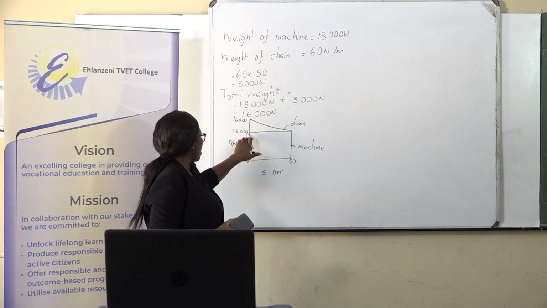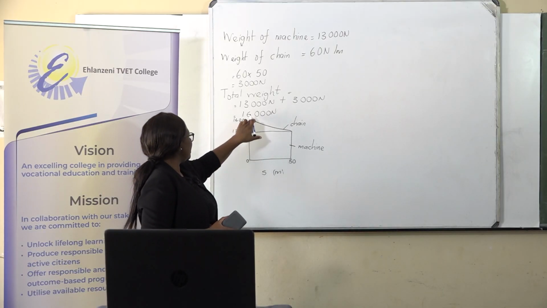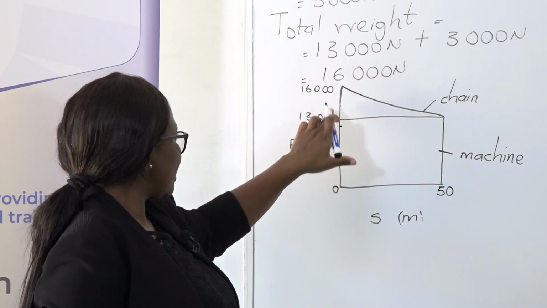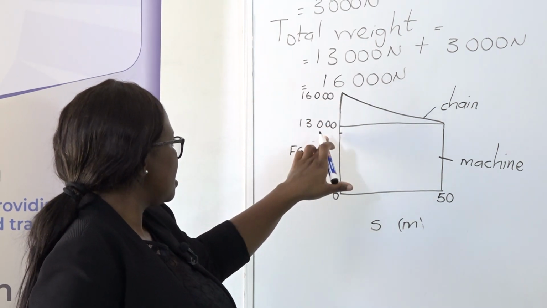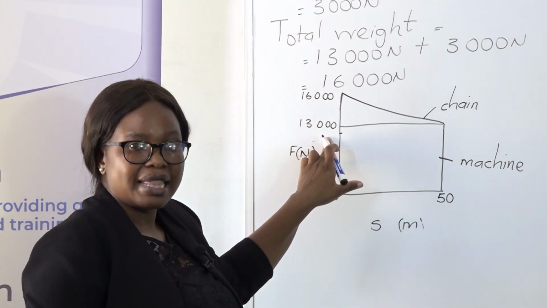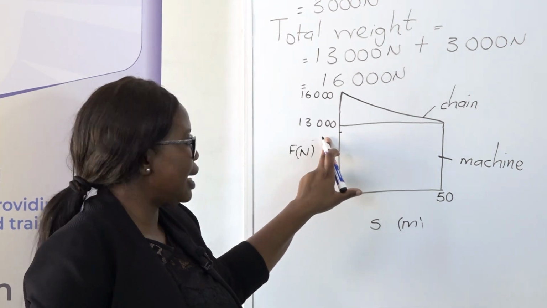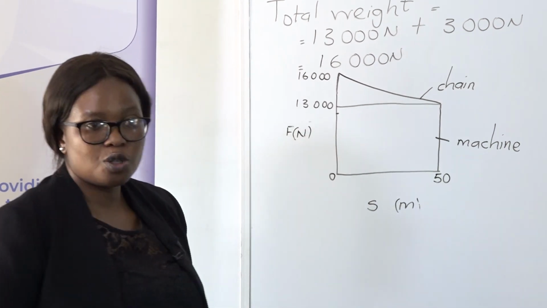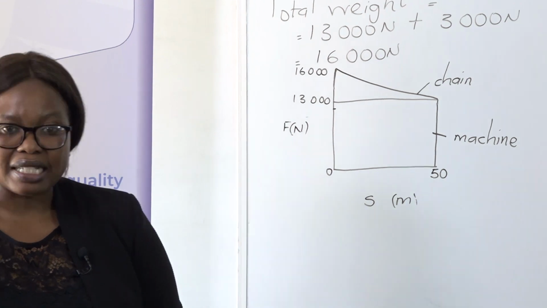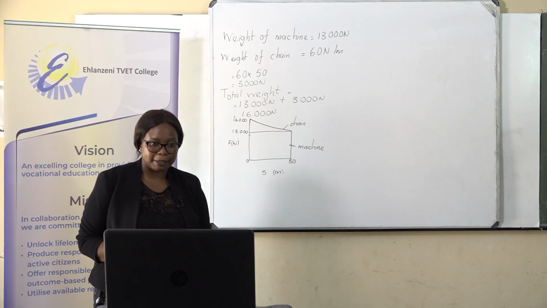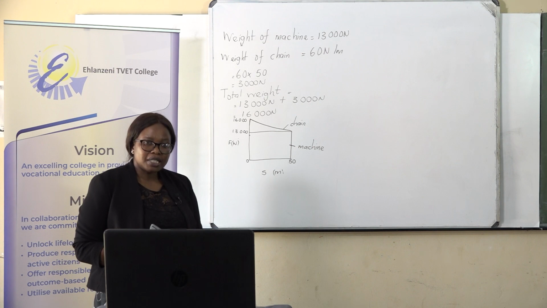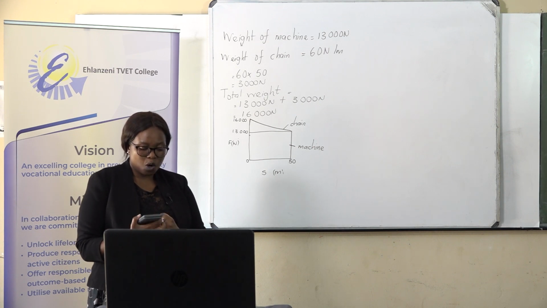The total weight of the machine, 13,000. The total weight of the chain, 3,000, where we say 16,000 minus 3,000, then we get the 3,000 here. Then after we do this, we can say we are done answering the first question. Then we want to move on to the next question.